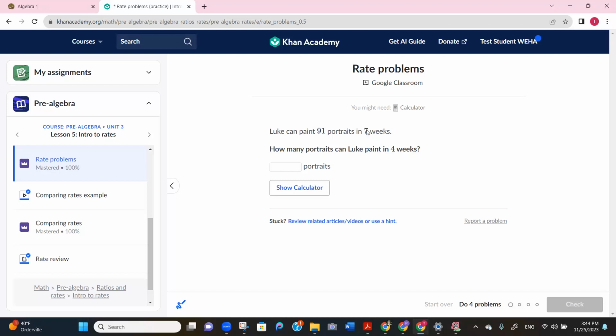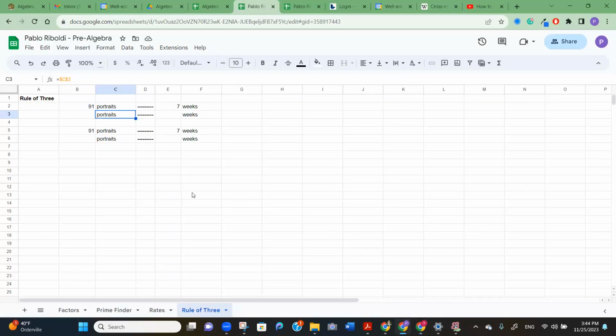But let's do a spreadsheet, shall we? That could help us here with the rule of three. I'm already having a spreadsheet open, our pre-algebra spreadsheet. I added another worksheet and named it rule of three. I also put the rule of three title here, and I started setting things up for this.